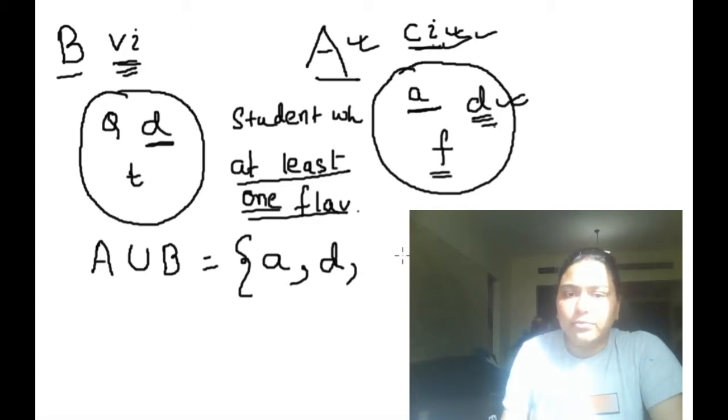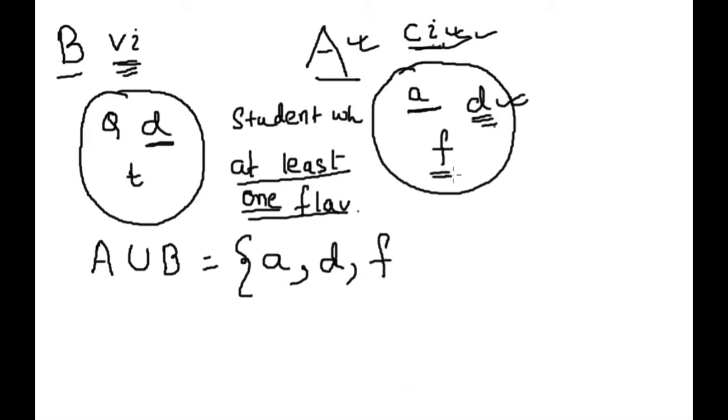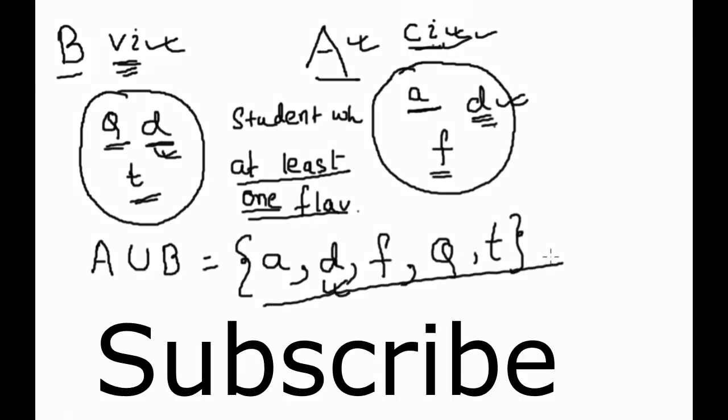D, and then F. F likes only chocolate ice cream. And let's come to B. Q likes only vanilla flavored ice cream. And we already wrote D here. T likes only vanilla flavored. So this is the set of A union B, where all the students like at least one flavored ice cream. In this way we can write the union set.